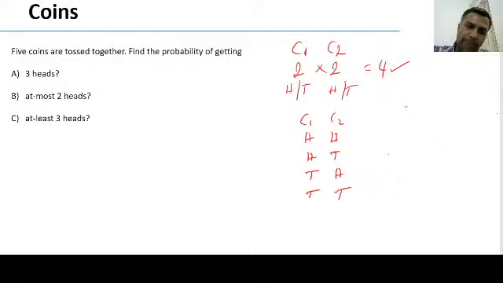Coin 1 has 2 outcomes. Coin 2 is independent of coin 1; it does not depend on coin 1. Coin 2 also has its head and tail. So all are 2, and the total outcomes are 4. This is what I meant.